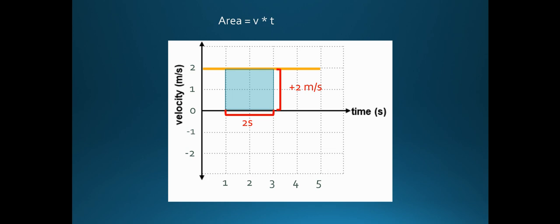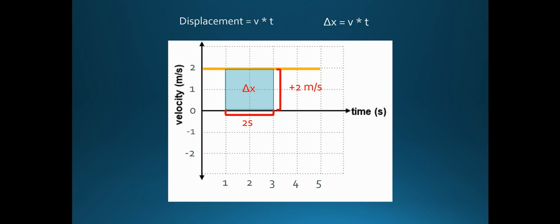How are you finding out how far you've traveled? You're multiplying your velocity times your time. So velocity times your time gives us what's called the displacement. It's our change in position. It's how far we've traveled. So that area under the curve of a velocity time graph tells us the displacement. In this case, it's a rectangle or a square.